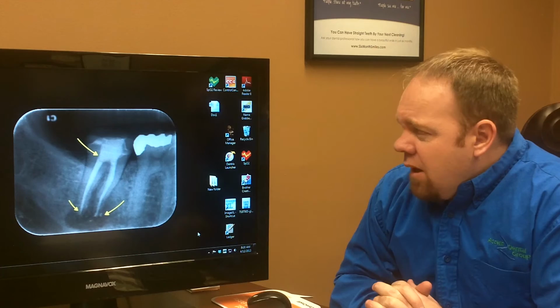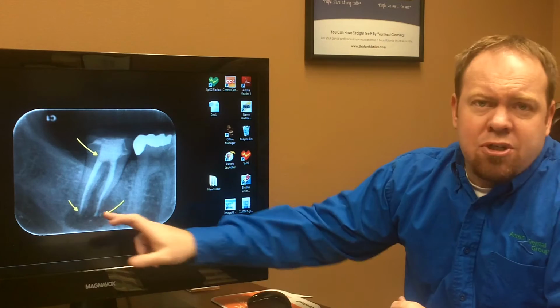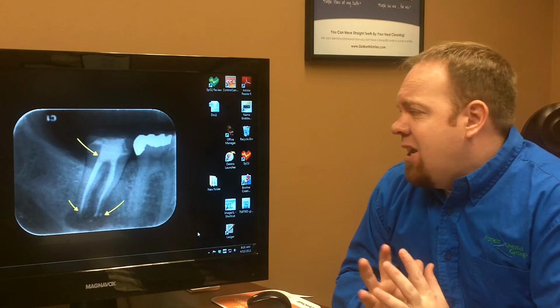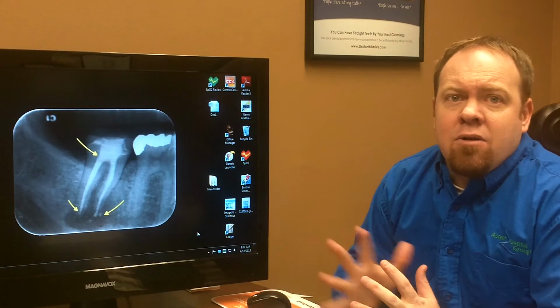What causes root canals not to take? Well, there are many causes, but mainly it's bacteria. Getting rid of all the bacteria in this tooth structure can be a very challenging situation for us. A lot of people just say, well, I got my root canal, I should be good the rest of my life. And yeah, that's our intention, but sometimes they don't take.